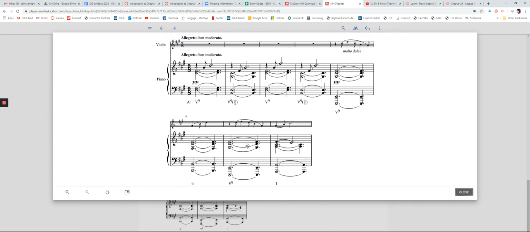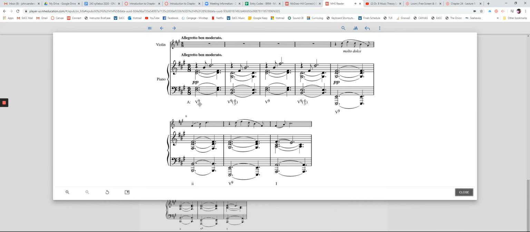In this example, these are 5-4-3 chords, but they also have ninths in them. So it's an inverted 5-7, but it does still contain the ninth. Let's check this out. Example 24, 18.